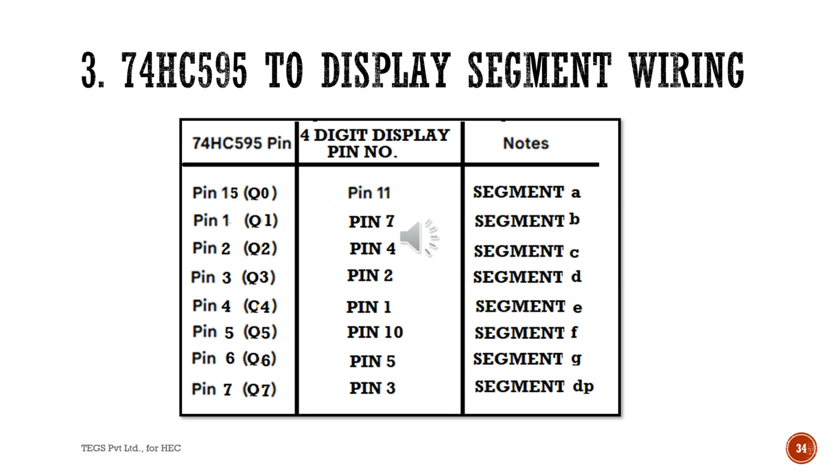This table shows the segment connection between the 74HC595 shift register IC and the 4-digit combo display. Q0 is the LSB and Q7 is the most significant bit, MSB.